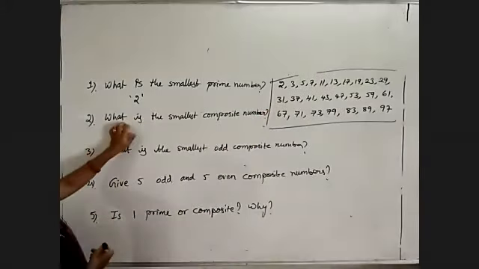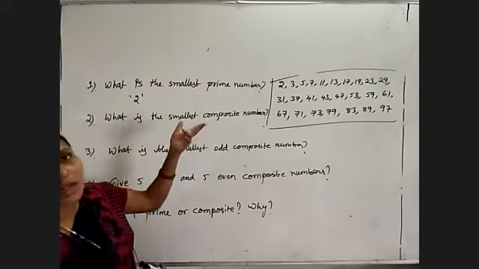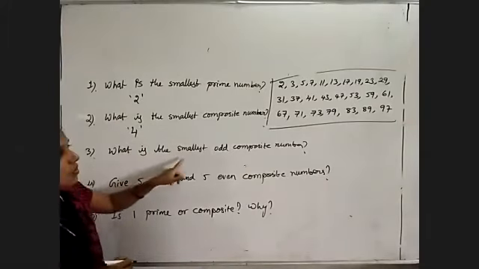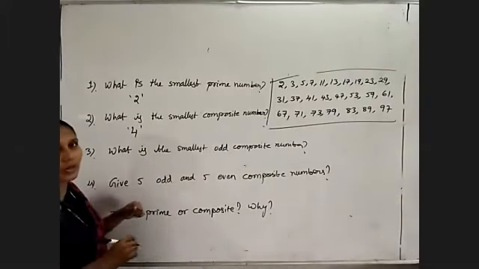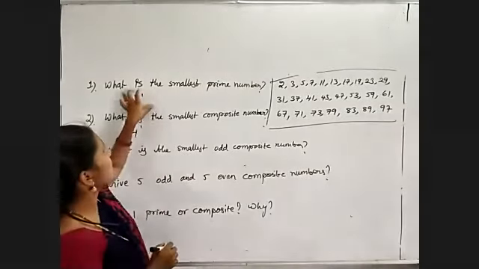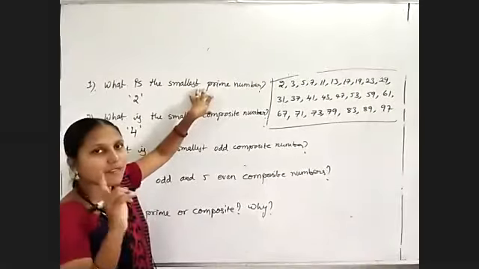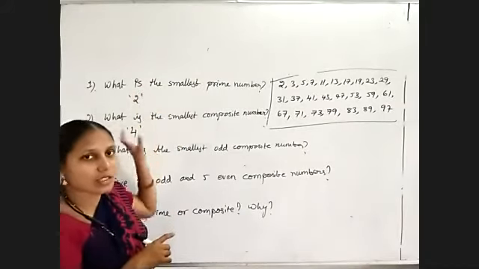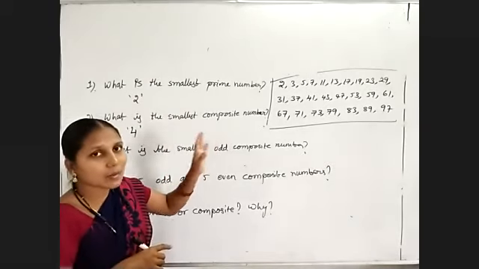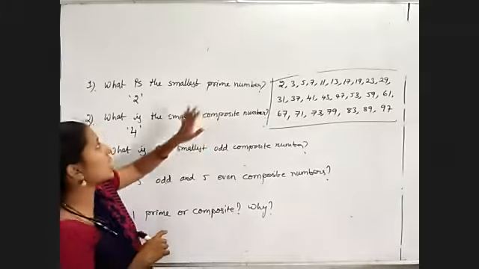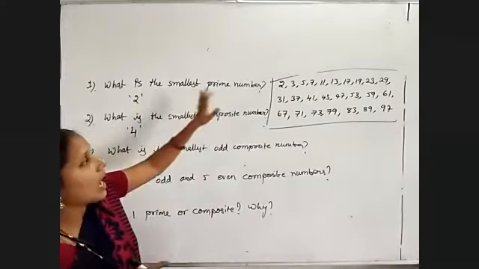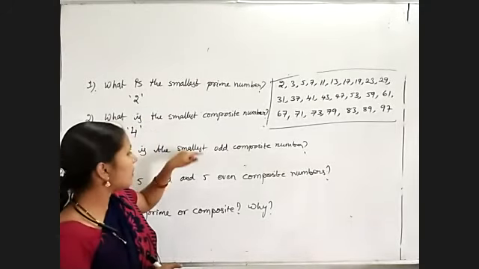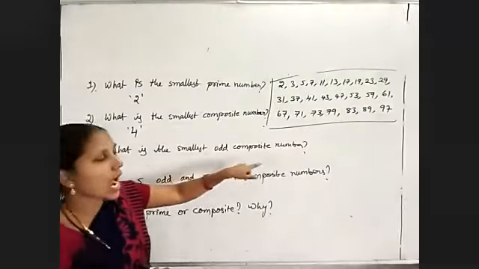So now coming to the question, what is the smallest composite number? Which one is the smallest composite number? 4. Yes. What is the smallest odd composite number? As I told you, whenever they ask for the even prime number, only one even prime number is there, that is 2. Smallest prime number is 2 and even prime number is also 2. The smallest odd prime number is 3. And next, what is the smallest composite number? Smallest composite number is 4 actually. But what are they asking? What is the smallest odd composite number?